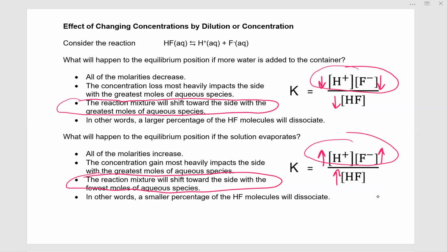So if you run into this type of question, making these little arrows here can help you remember what's going to happen. Key: if you dilute, the reaction mixture will shift towards the side with the most moles of aqueous species. If you concentrate, it will shift towards the side with the fewest moles of aqueous species.